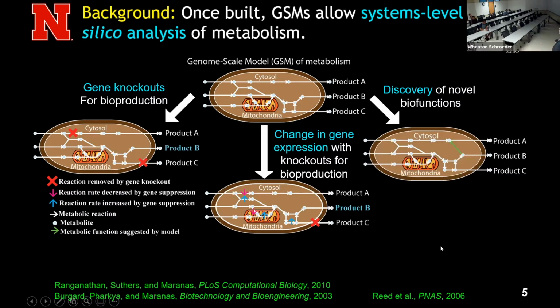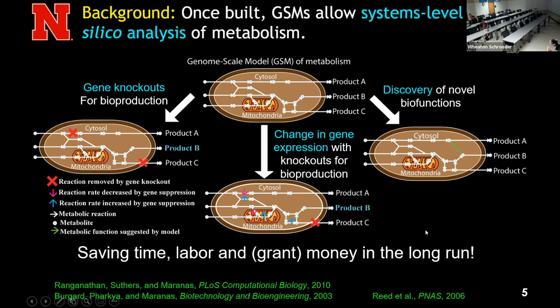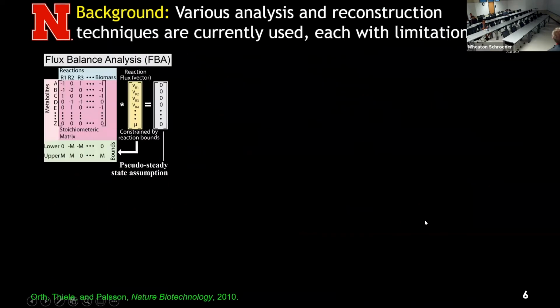Finally, we can also discover something new about the organism that we didn't know was there by trying to reconcile our model and experimental data. So overall, taking a systems biology first approach can help us save time, labor, and grant money in the long run. So in acknowledgement of how useful these tools have been, there are various analysis techniques which you can apply to them.